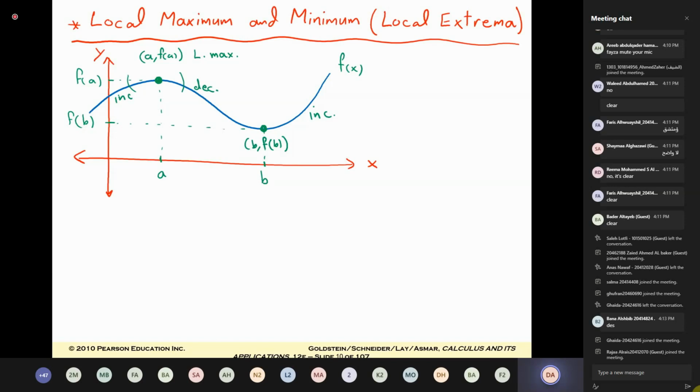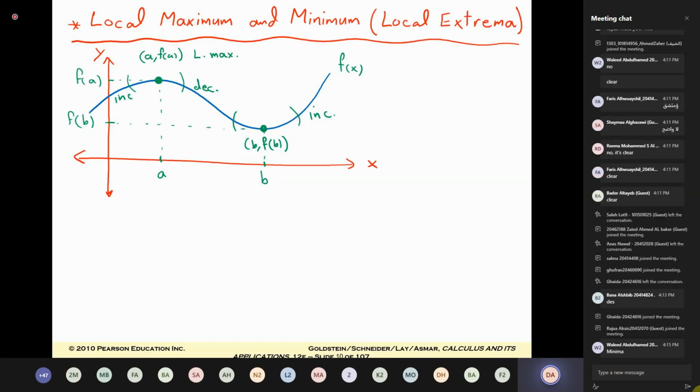Also at B and f(B), the second point, the local of this point, local means the points around it from left and right. Okay, all points are greater than this point, so this is down. So this is called a local minimum.